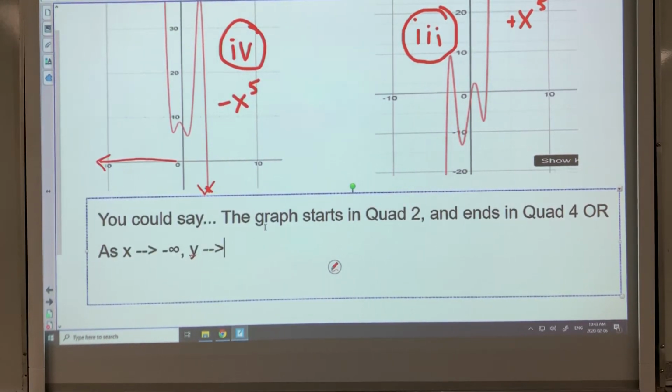So as x goes to negative infinity, y goes to positive infinity. There. And so that describes the start behavior.